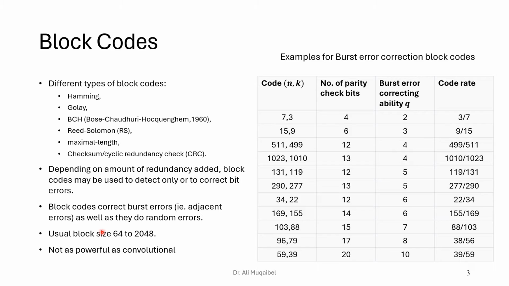The usual block size is 64 to 2048. That's the usual range of size. We take 64 bits together up to 2048. It could be, of course, more or less, but we're just speaking about the usual range of numbers.